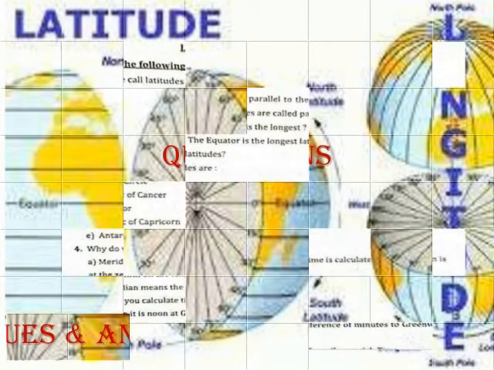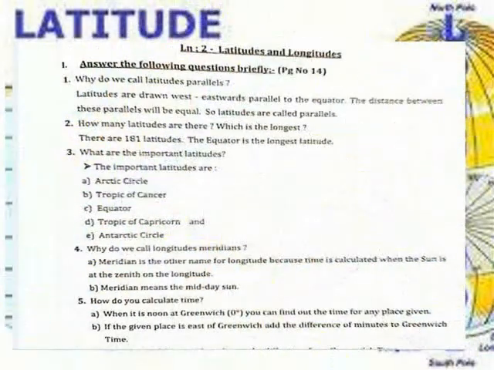Standard social lesson 2: latitude and longitude. What do we call latitude? Parallel. Latitudes are drawn eastward, parallel to the equator. The distance between these parallels will be equal. So latitudes are called parallels.